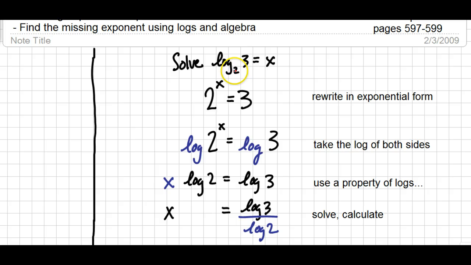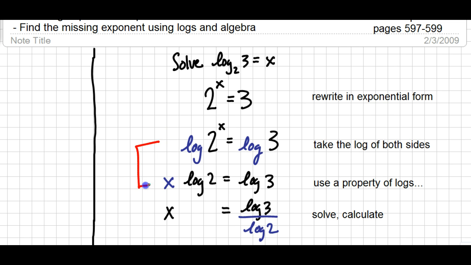So you're going to rewrite the problem in exponential form, and then you're going to introduce logs on both sides. So you're just going to write the word log on both sides of the balanced equation. Then there's a property of logs that we looked at in 9.5, where if you have an exponent up here that can move to the front of the log.